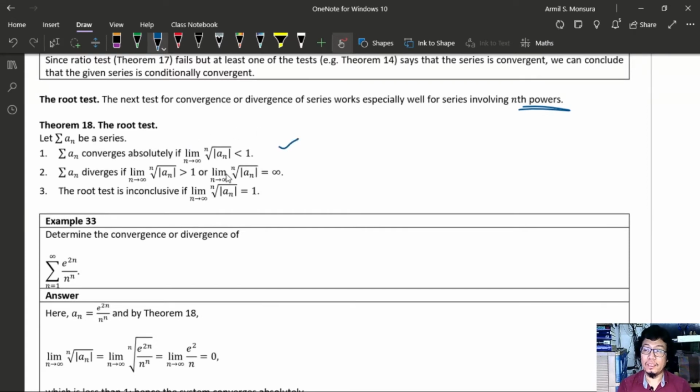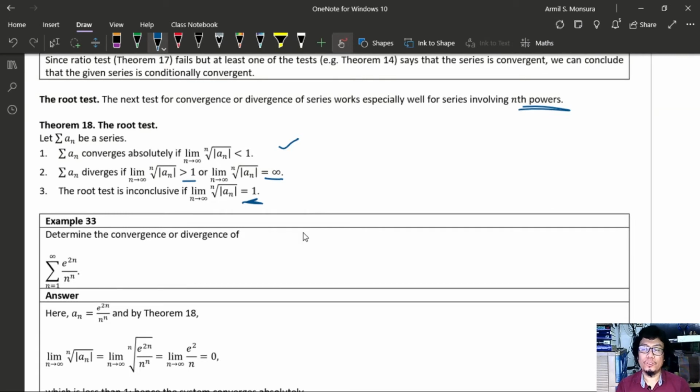So there are three assertions for Theorem 18. Number one, if the limit of the nth root of the positive n term of the series is less than 1, then we have an absolutely convergent series. While if it is greater than 1 or infinity, we have a divergent series. The test is inconclusive if that limit is equal to 1.